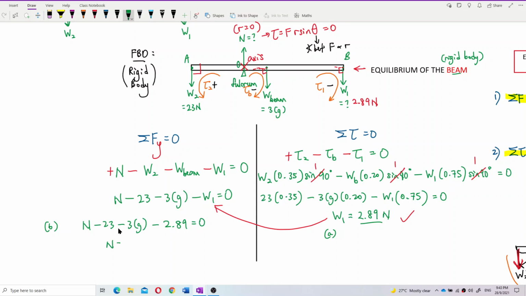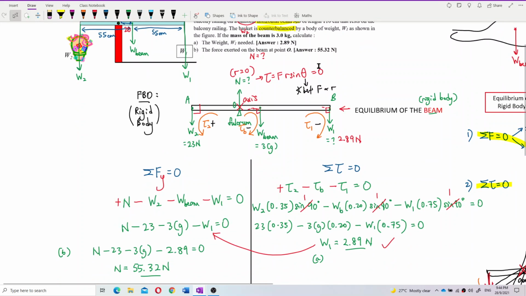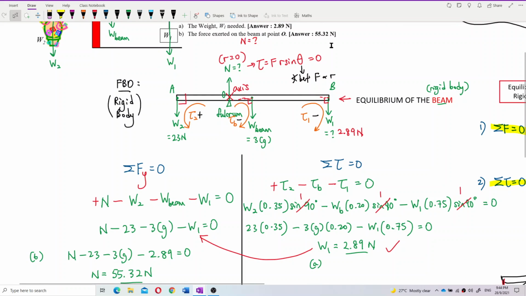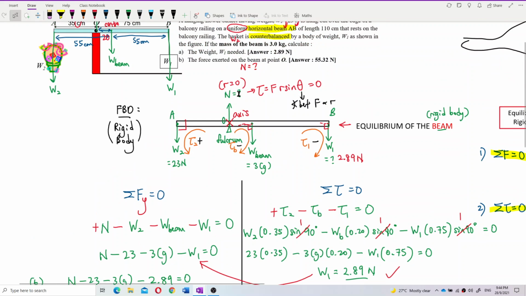So what's my normal force? Let's calculate. I got the answer already, which is the normal force is equal to 55.32 Newton. Is the answer correct? Yes, it's correct. The normal force is 55.32 Newton.